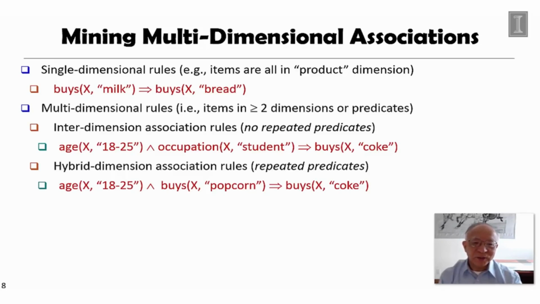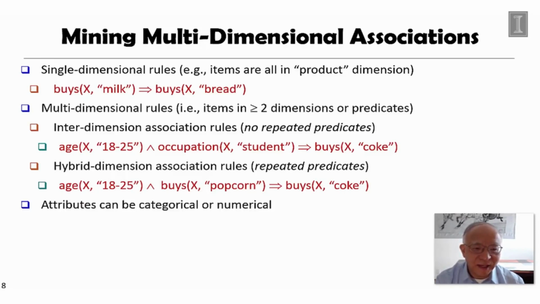That kind of rule, you have age as one dimension, but these two buys are sitting in the same dimensions. Okay, so if you see this kind of cases, these three different cases may slightly need different kind of algorithms.